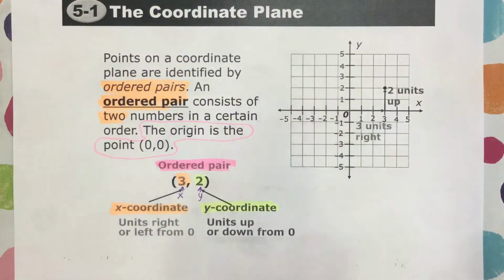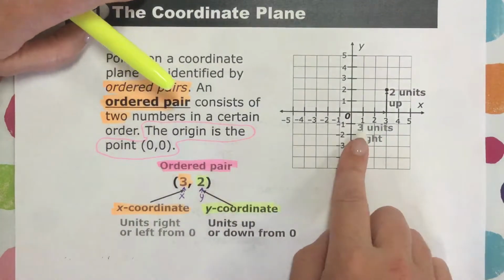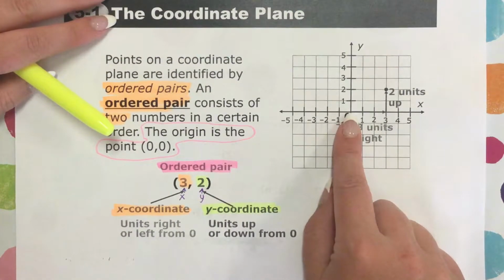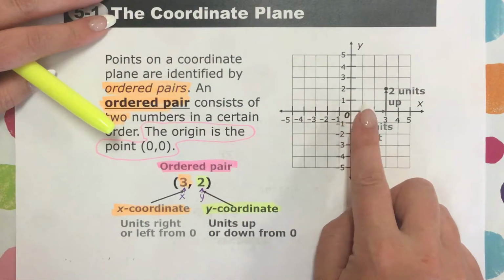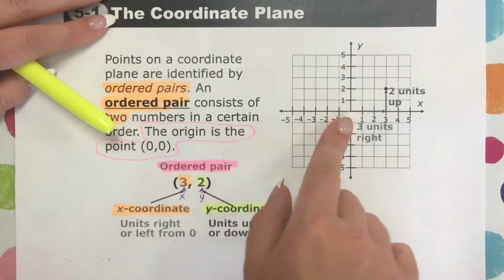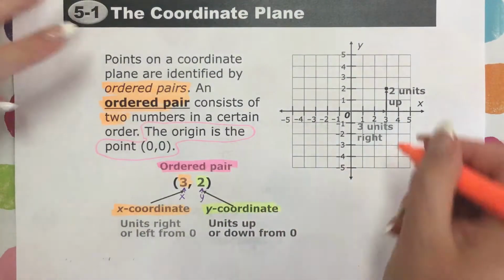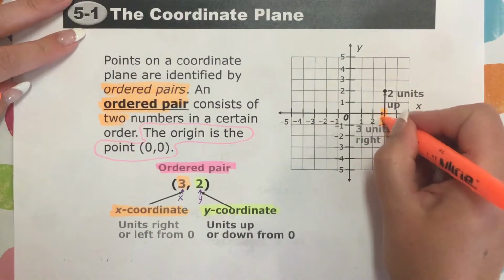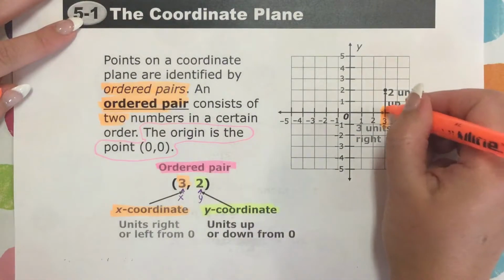So let's talk about how that works. Over here, our x coordinate is 3. So I'm going to go to the x-axis. I'm going to start at 0. And I'm going to count on the x-axis, because that's what the x-coordinate is referring to: 1, 2, 3. So it's positive 3, so it's going to go in the positive direction. So right here, the x-coordinate is referring to this spot right here at 3. Okay? Do you see that? Perfect.